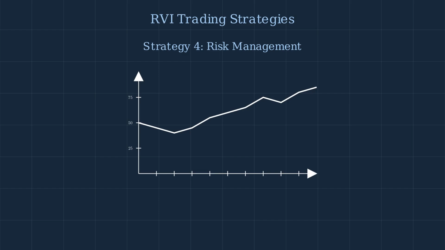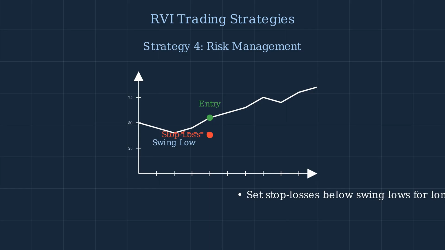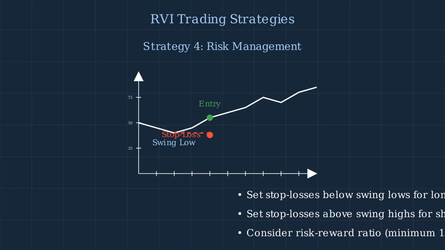Proper risk management is essential for any RVI trading strategy. Always protect your capital with appropriate stop-loss placement. For long positions, set your stop-loss just below a recent swing low. This gives the trade enough room to breathe while limiting potential losses. Similarly, for short positions, place your stop-loss just above a recent swing high to protect against unexpected upward movements. Always aim for a favorable risk-to-reward ratio of at least 1 to 2, meaning your potential profit should be at least twice your potential loss. And remember, never risk more than 1 to 2% of your trading account on any single trade.